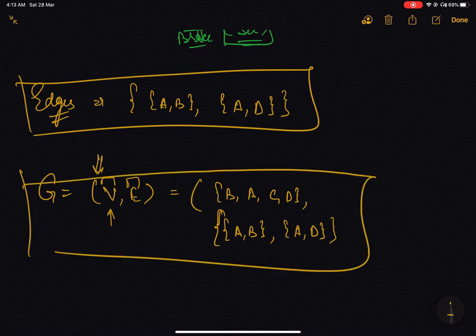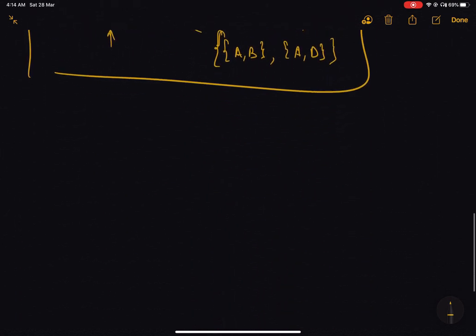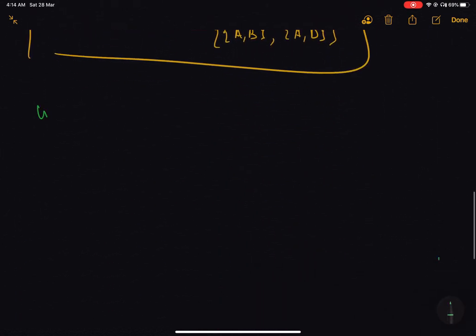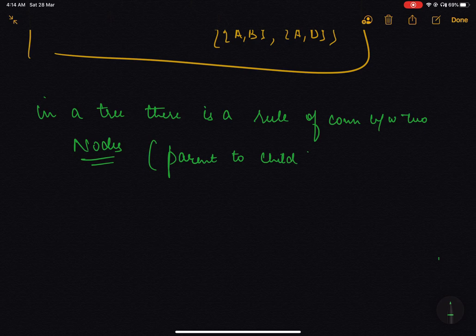The graph data structure looks very similar to the tree data structure that you might have seen before, but there are some differences between a tree and a graph. Let us spend some moments discussing about those. In a tree, there is a rule of connection between two nodes. For example, in a tree, we remember there is an edge from parent to child, and there is only one incoming edge to a child.